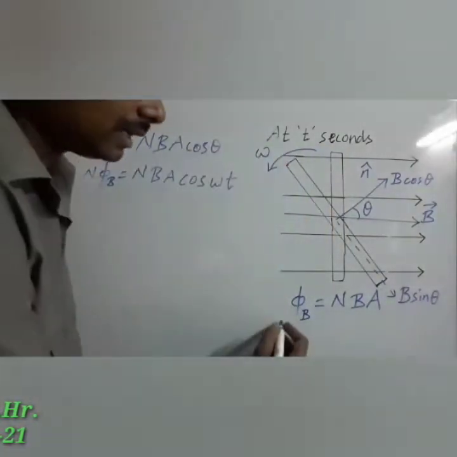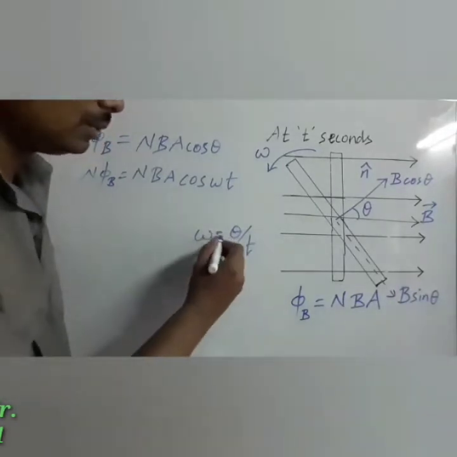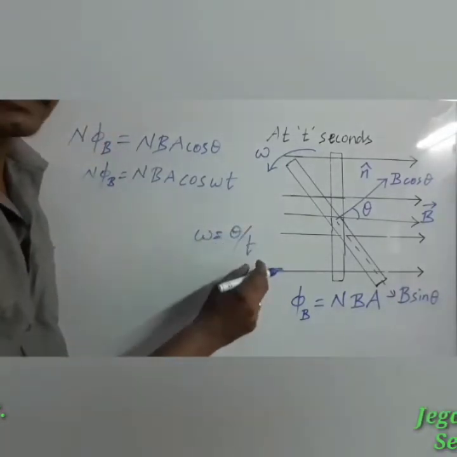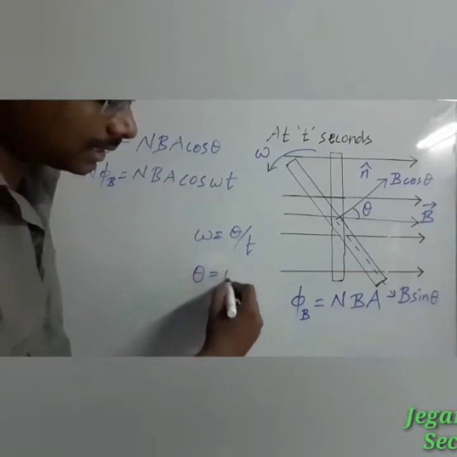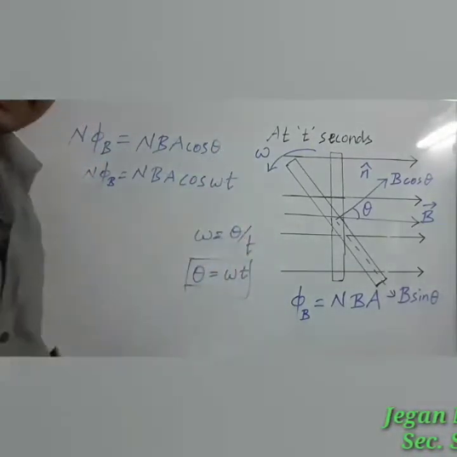So what is the formula for omega? Omega is equal to theta by t. Angular velocity is equal to angular displacement by time. So we can rearrange to get the value of theta. Theta is equal to omega t. So instead of theta we can write omega t.